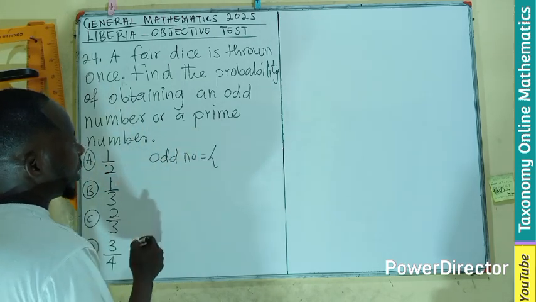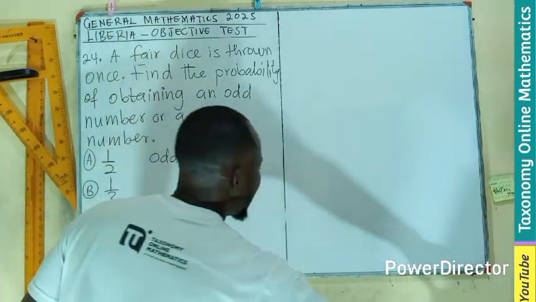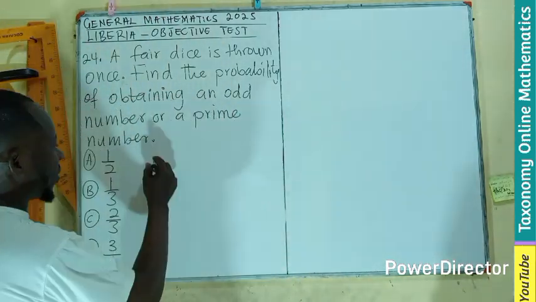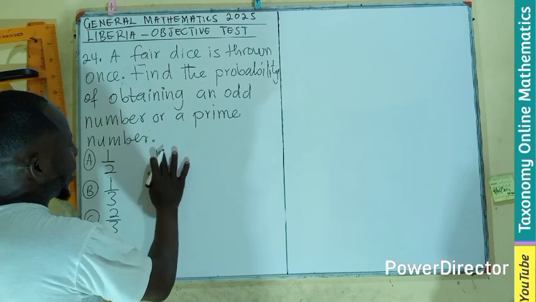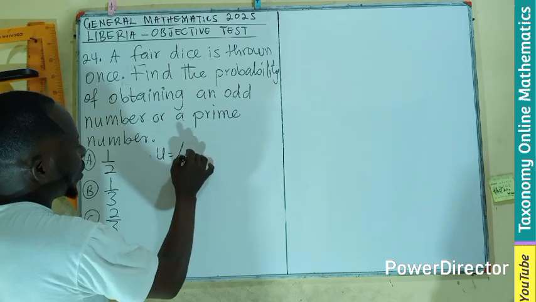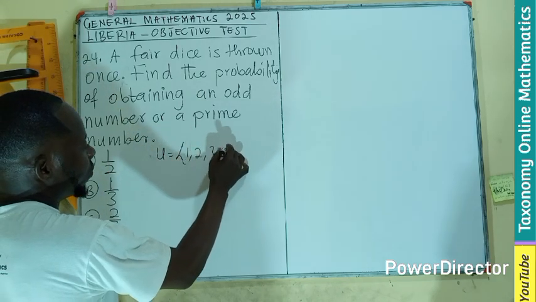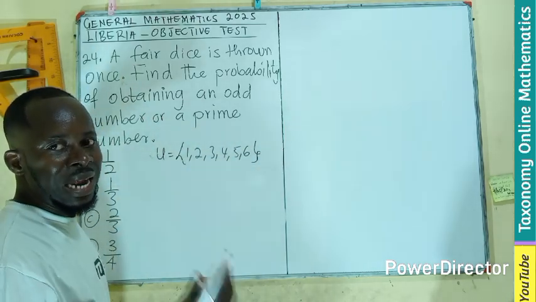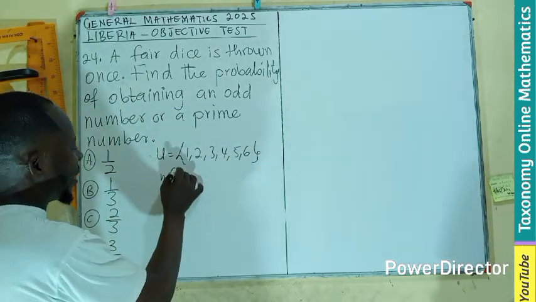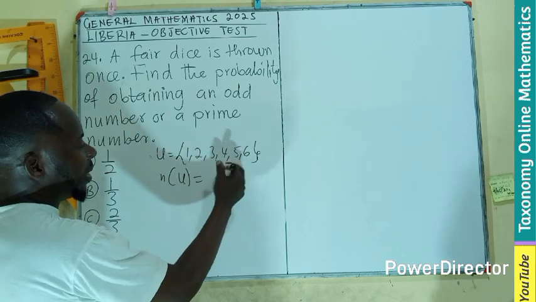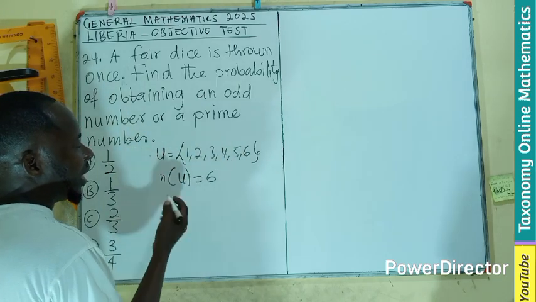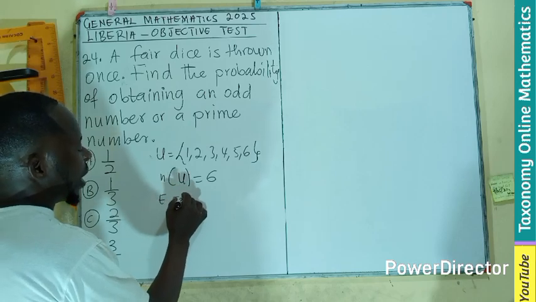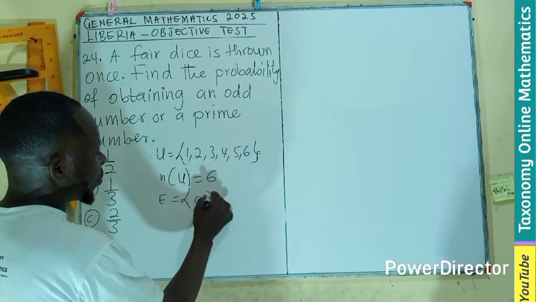the set of odd number is going to be, or let's say, if we can first indicate the sample space. So sample space as U is 1, 2, 3, 4, 5, 6. These are the various sample space we can get on the dice. Then we can find number of U. How many elements are there? 6. Then let's say we are using E to represent what? Odd numbers.